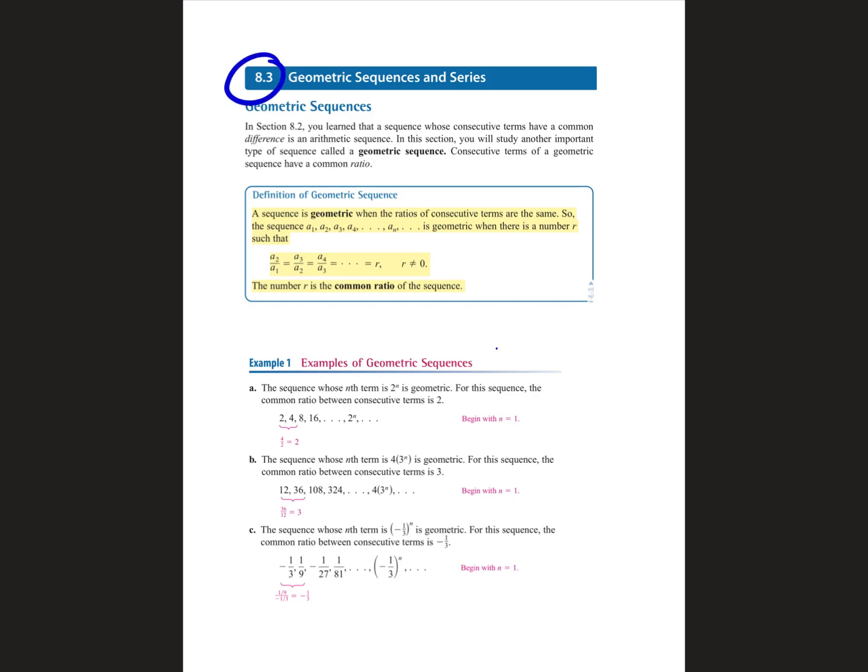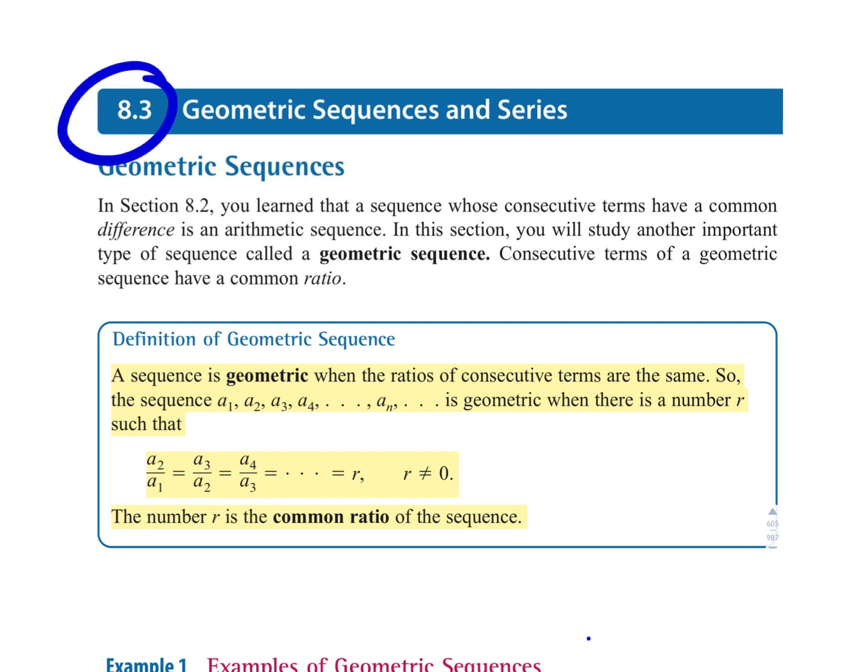Right, so 8.3, we're continuing with our sequences and series, but we're going to look at another type of sequence, which is the geometric sequence. A geometric sequence is something like 2, 4, 8, 16, 32. Do you notice the pattern here? We multiply by the same number to get from one number to the next. So here it would be times 2.